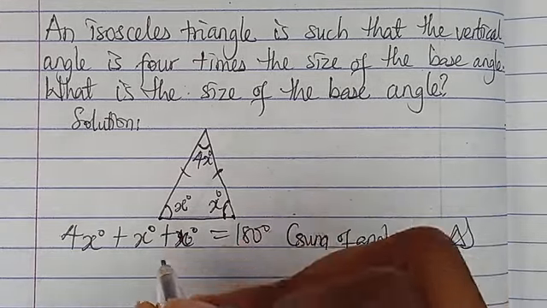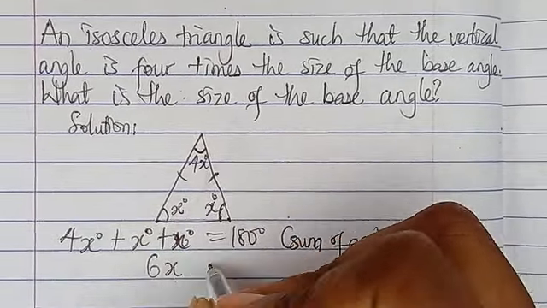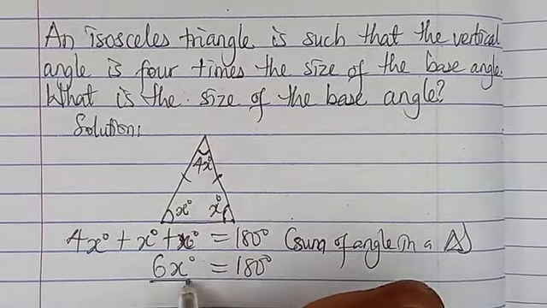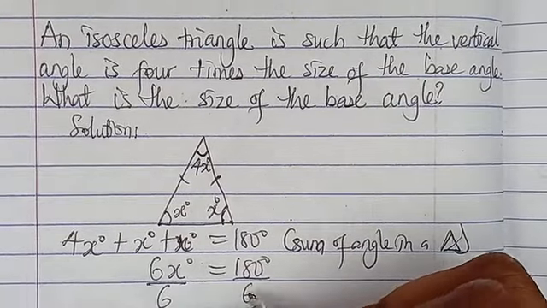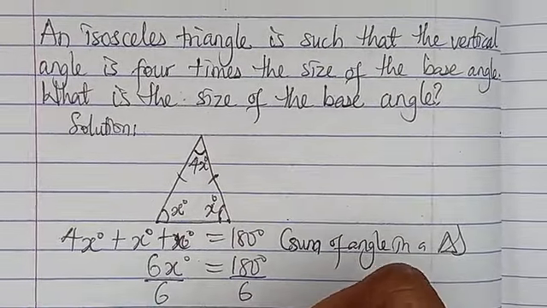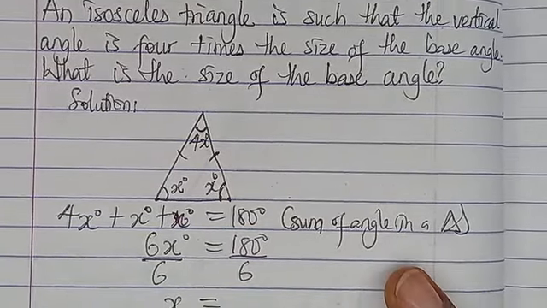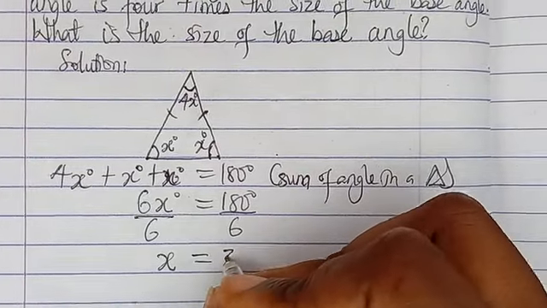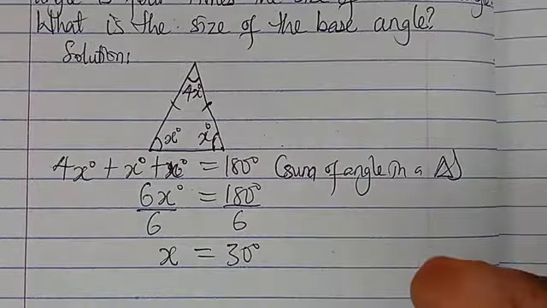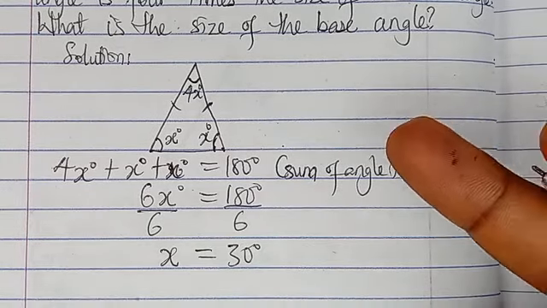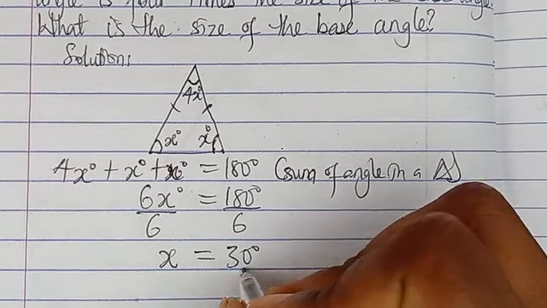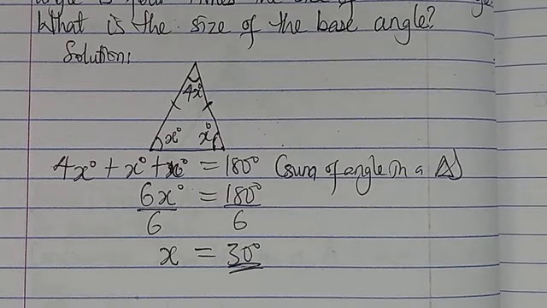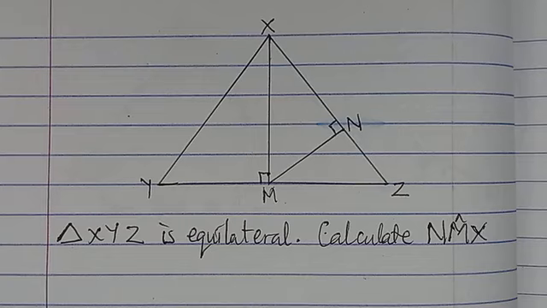Okay, having had that, we collect like terms. We have that 6x is equal to 180 degrees. Now we divide both sides by 6, and then we have that x is equal to 180 divided by 6, which is 30 degrees. So we know that the size of the base angle is 30 degrees. Very easy.